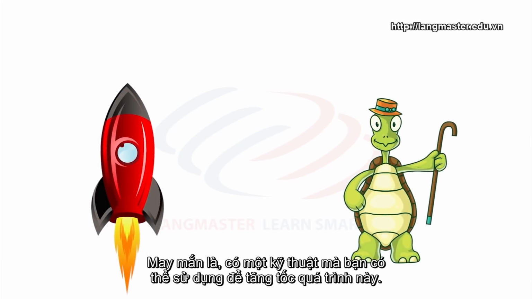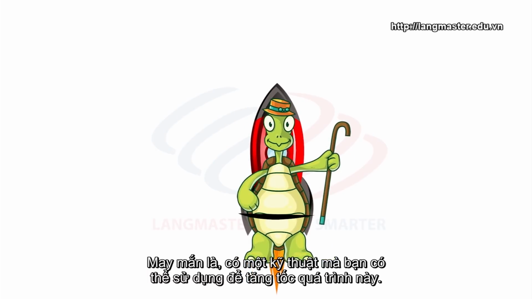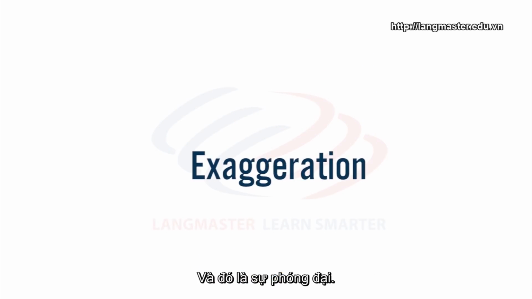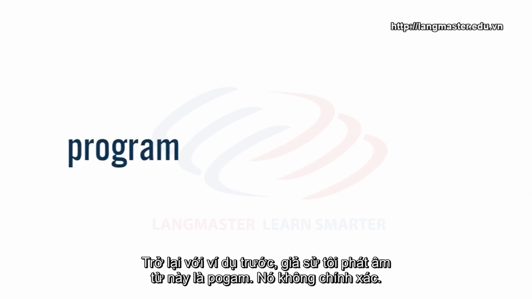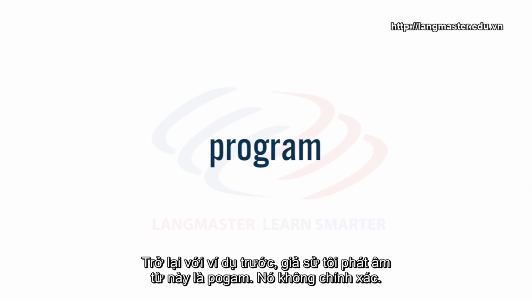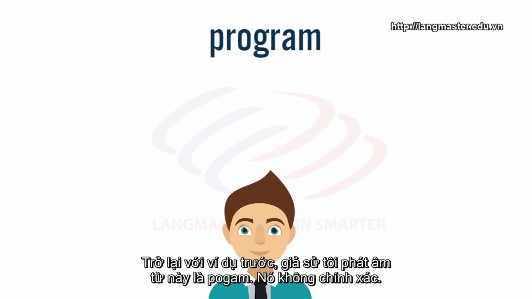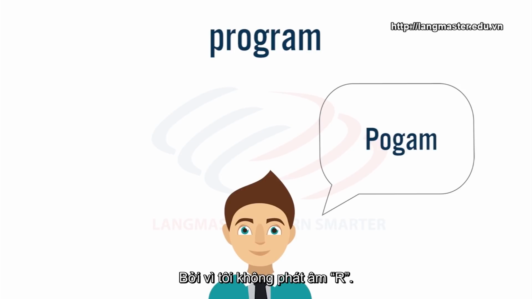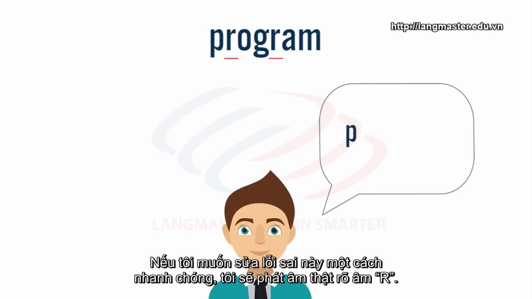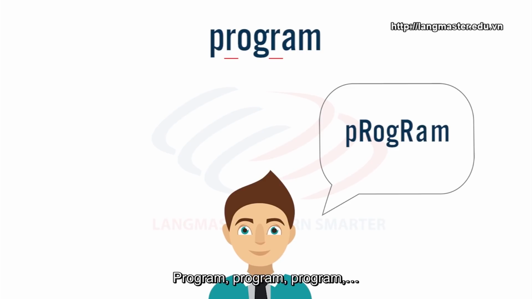Fortunately, there's a technique that you can use to speed up the process, and that is exaggeration. Going back to our previous example, suppose I pronounce this word as program. That's incorrect because the R sound is missing. If I want to fix this mistake quickly, I will exaggerate the R sound. Program, program, program.